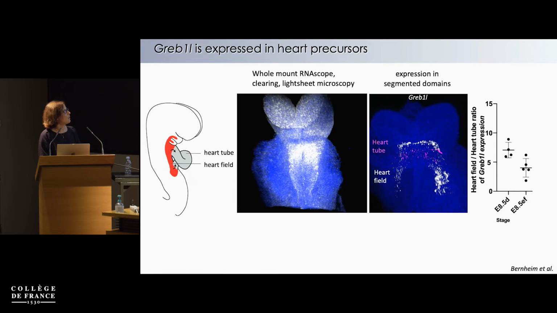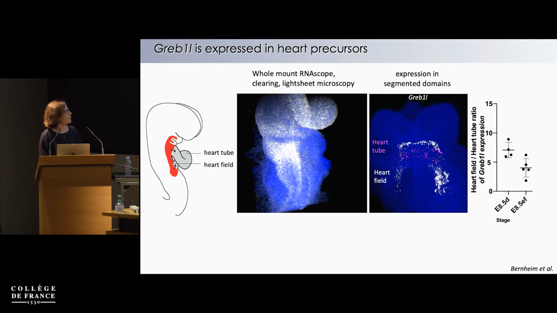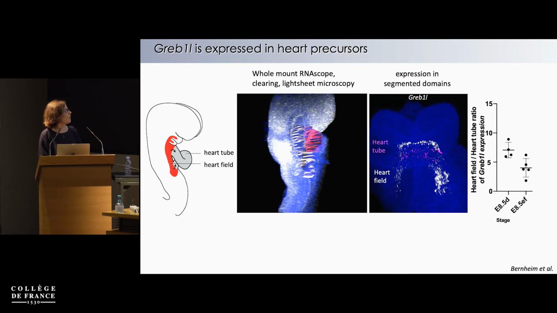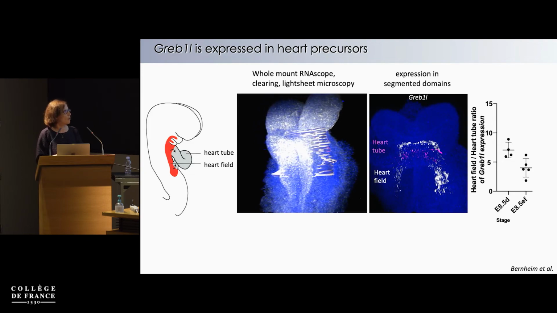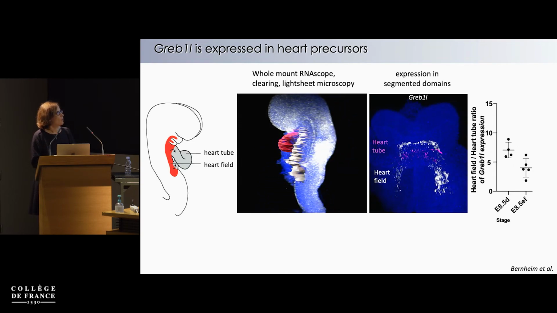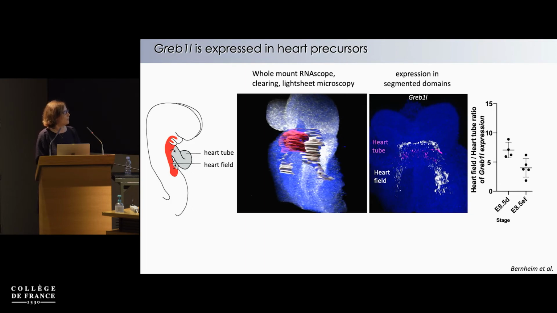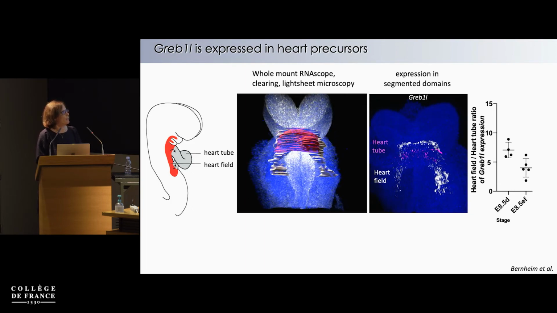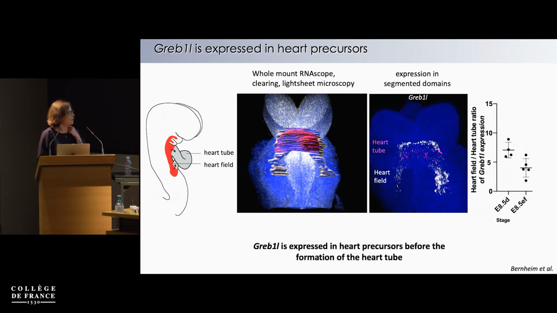To see this a little bit better, we segmented the cardiac region, so you will see appearing very soon the segmentation of the heart tube in red and the segmentation of the heart field in white, and this is the signal within this segmented domain. We found that Gray-Boinel is expressed very early on at E8.5, and it's more intensely expressed in the field of cardiac precursors compared to the myocardium, and this is the fold difference between the heart field and the heart tube. So again, like for nodal, we have a gene which is very transiently expressed in heart precursors and before the formation of the heart tube.